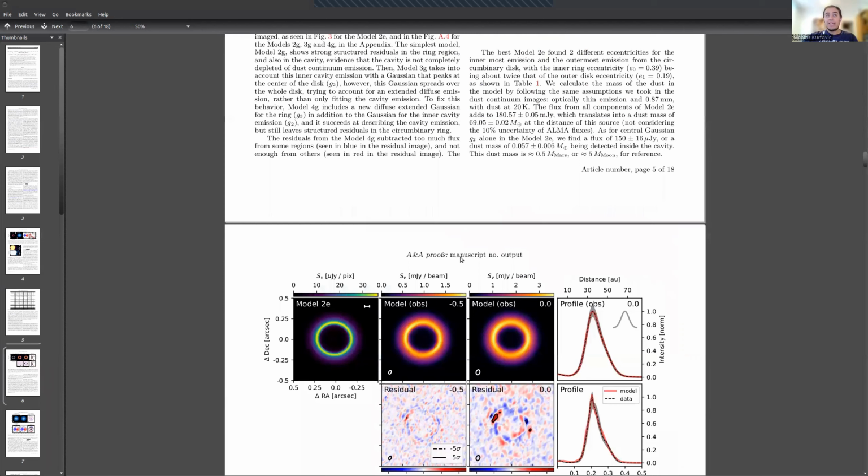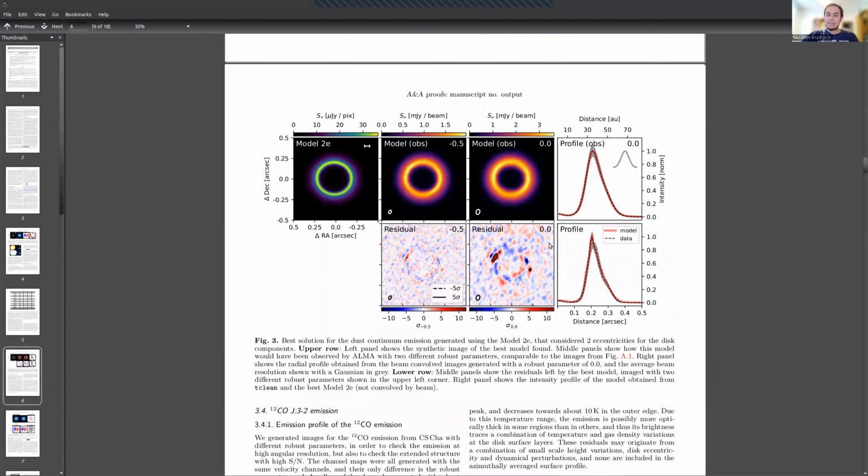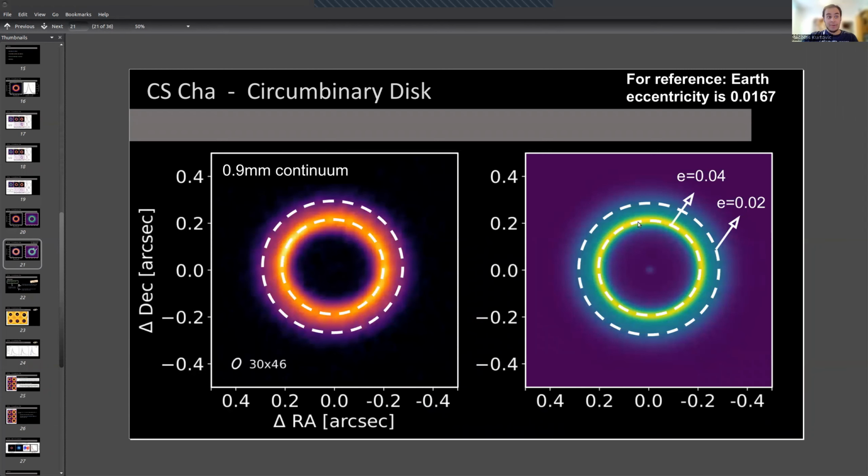And so what we do is that we go and UV model the dust continuum emission. We find that the best model is a model that has a variable eccentricity as a function of radius. So here you see that we find for the inner radius an eccentricity of 0.04, and then for the outer part something like 0.02. This is still very circular for a circumbinary disk.